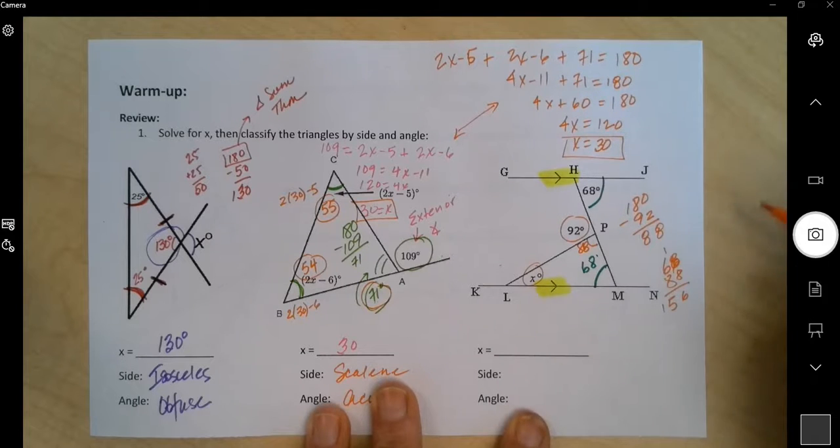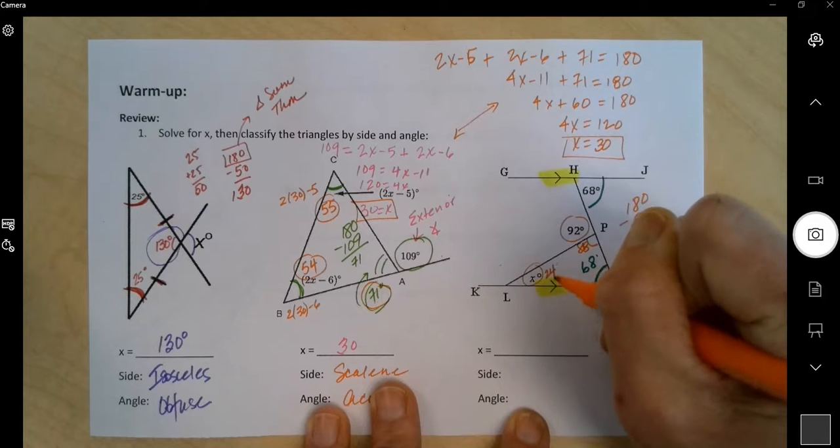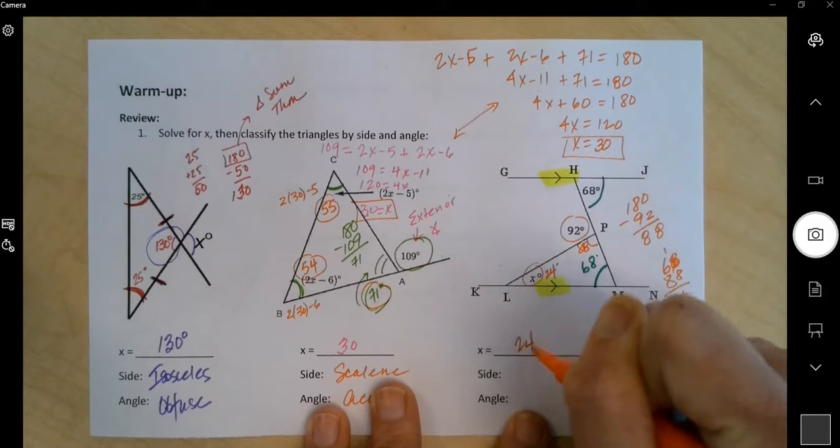So 16, 15, okay. So I'm going to do my whole adding up. 4 gets me to 160 plus another 20. You okay with it being 24 degrees? So x is equal to 24.